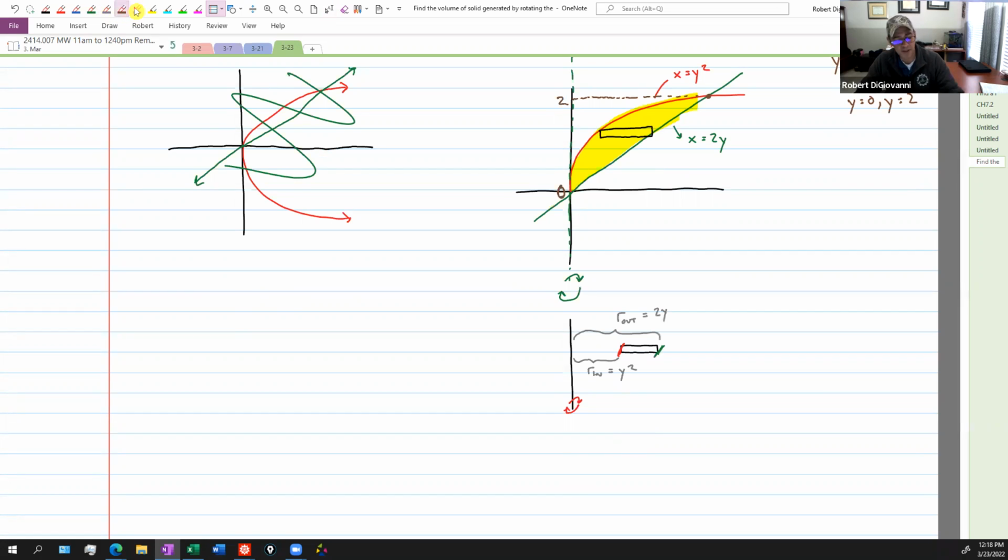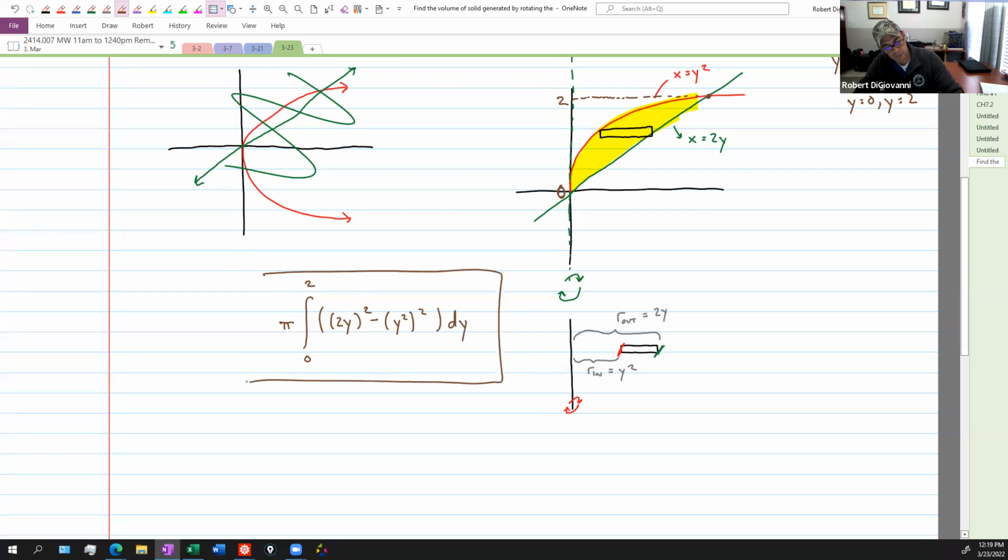At that point, I can set the integral up. Pi, always going to be there, 0 to 2, outer function squared minus inner function squared dy. There it is.